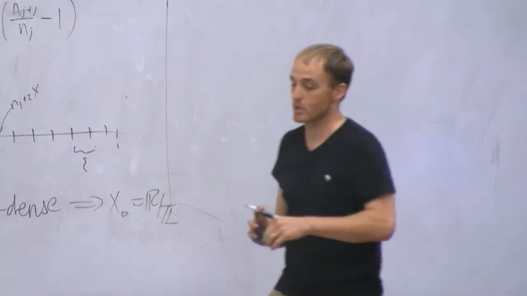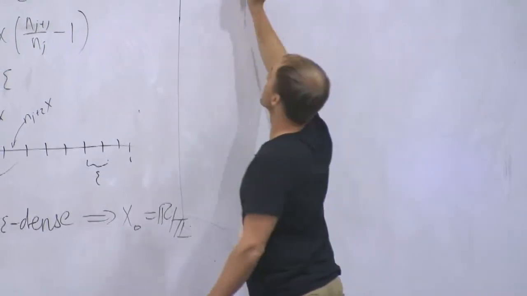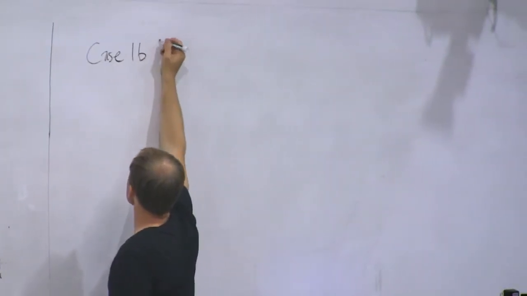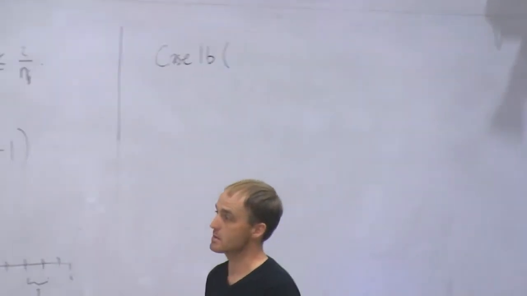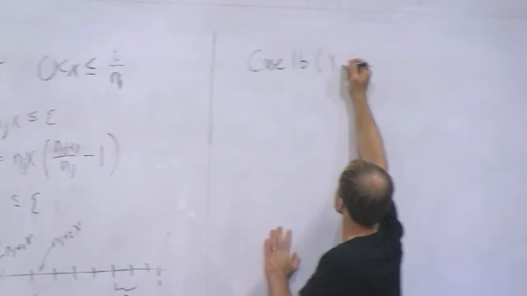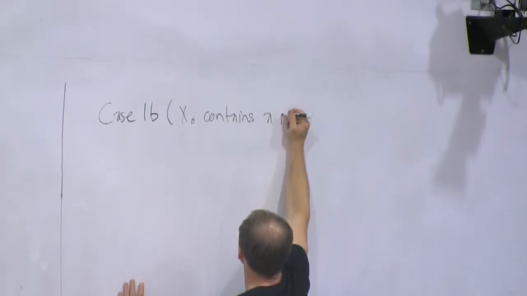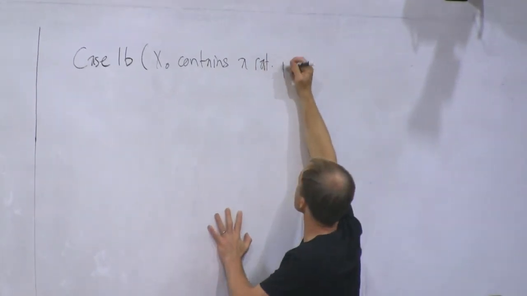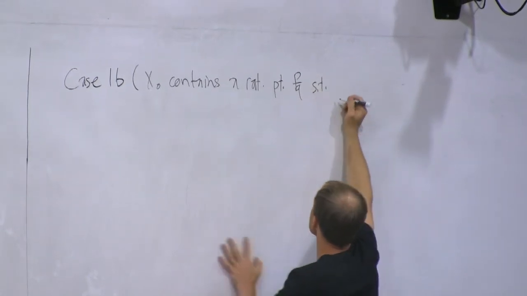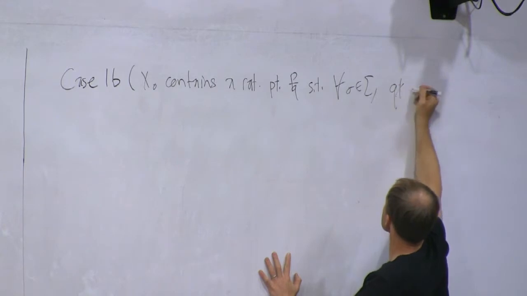In this case, it's also pretty easy. So case 1b. I'm not going to give you all of the details of this because it's essentially the same argument, but I'll just tell you how to set it up. If x naught contains a rational point, p over q, such that for every sigma in Sigma, q does not divide sigma.